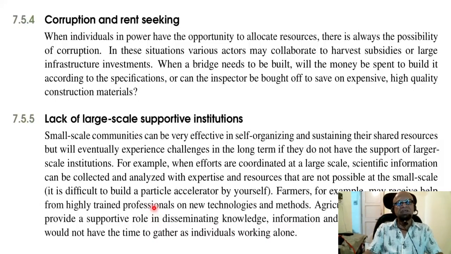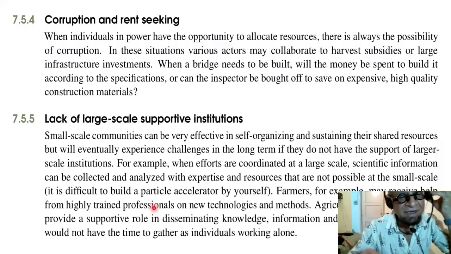So corruption and rent seeking is the next threat to sustainable harvesting of commons. There is somebody watching TV. Let me go and turn down the volume. Give me a second here. Okay.